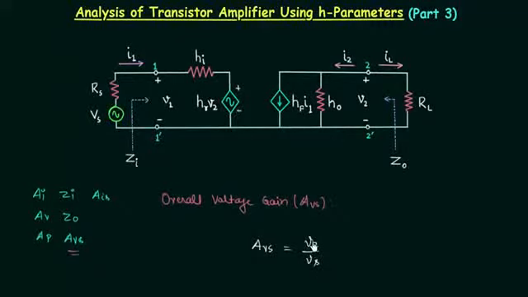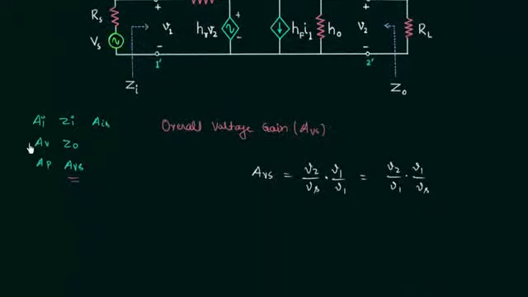I will multiply the numerator and the denominator by input voltage V1. So we have V1 divided by V1, or we can write V2 divided by V1 multiplied with V1 divided by Vs. V2 by V1 is equal to the voltage gain. So the overall voltage gain is equal to voltage gain multiplied with V1 divided by Vs. You can definitely remember this form of the overall voltage gain.